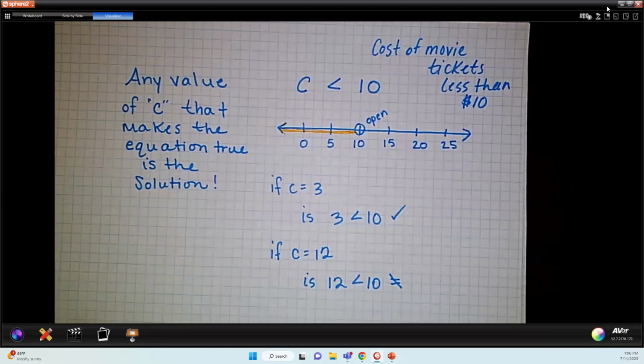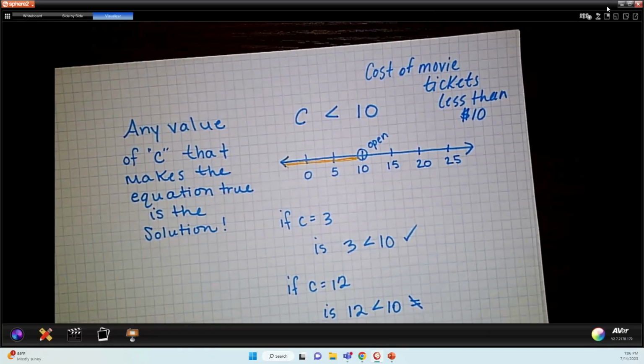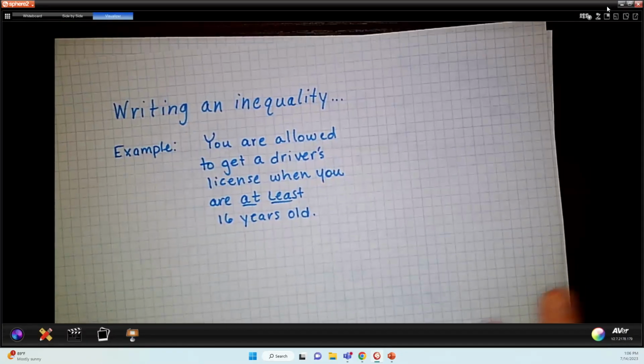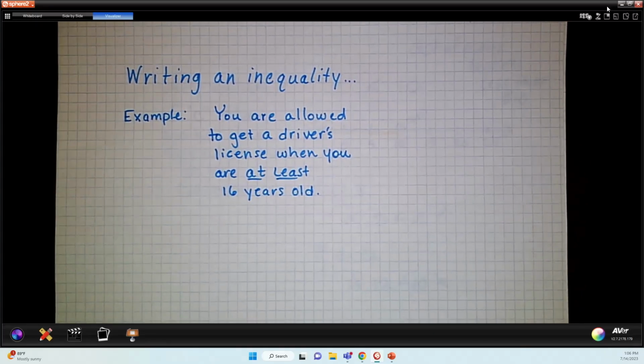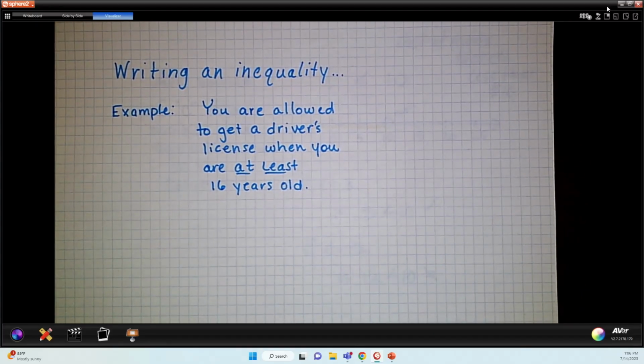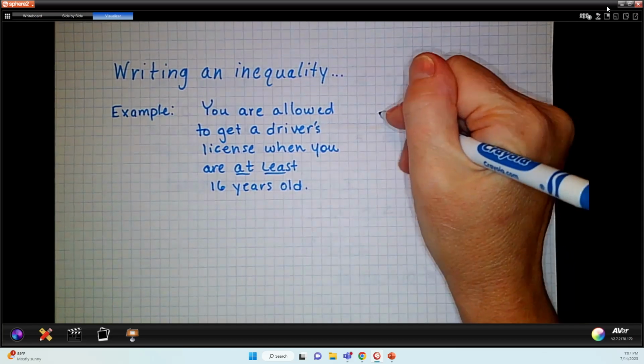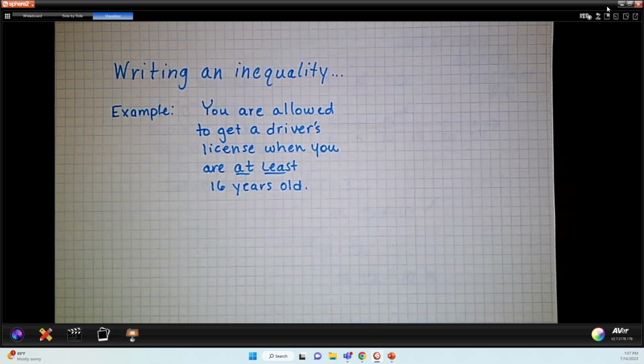Now sometimes writing an inequality can be a little more challenging. So suppose the students were given a scenario: you are allowed to get a driver's license when you are at least 16 years old. So you could be 16, you could be 17, you could be 18, etc. So we would say that in order to get your driver's license, you would have to be at least 16.